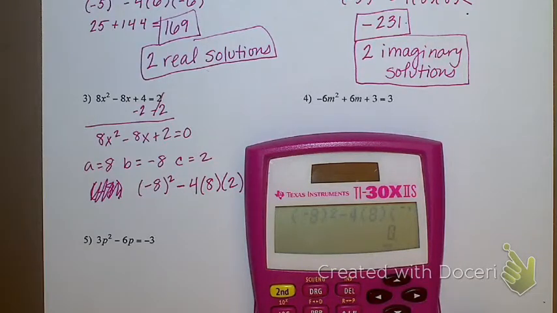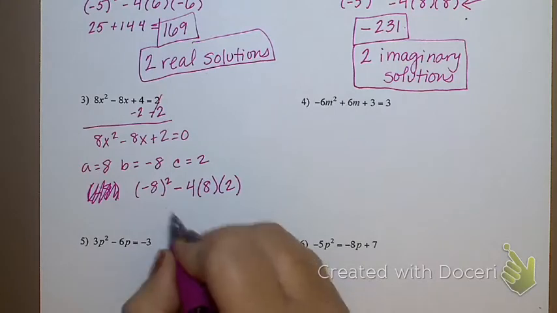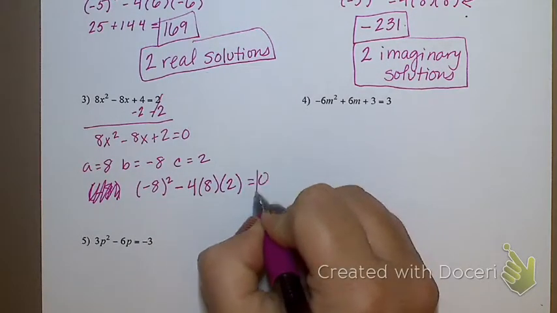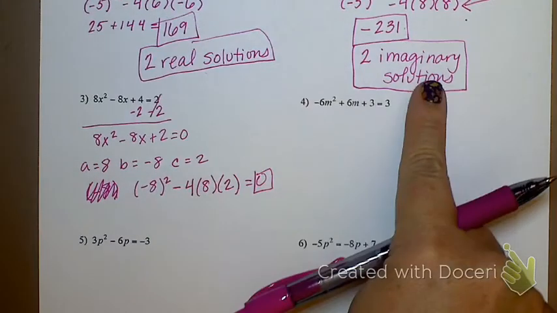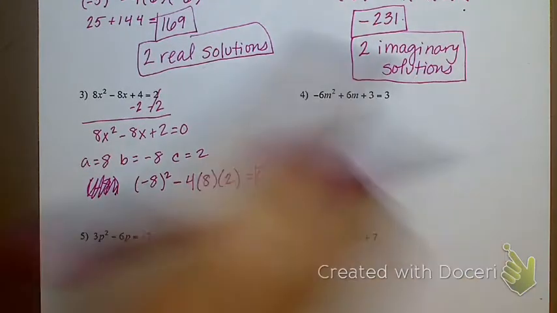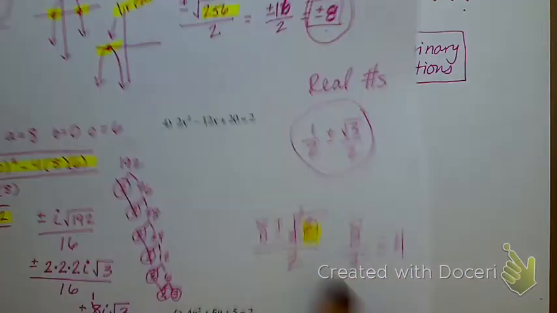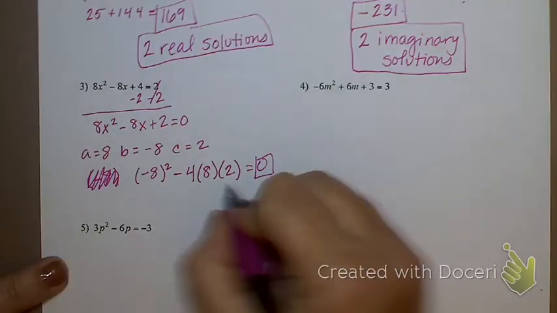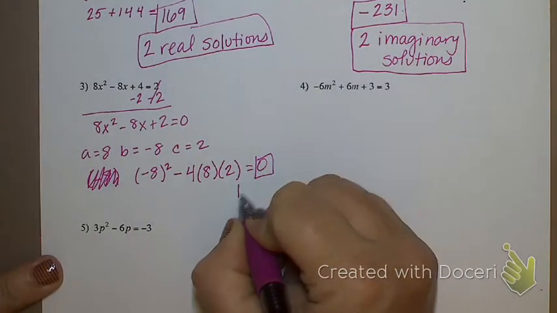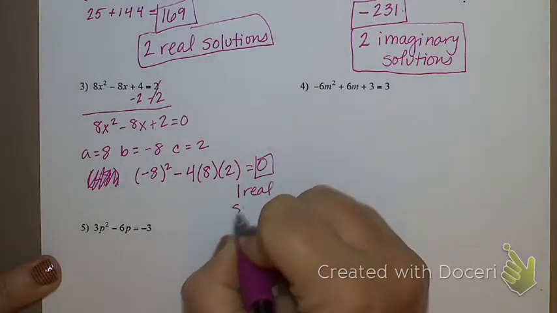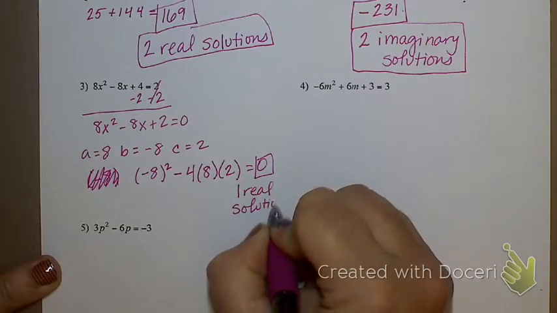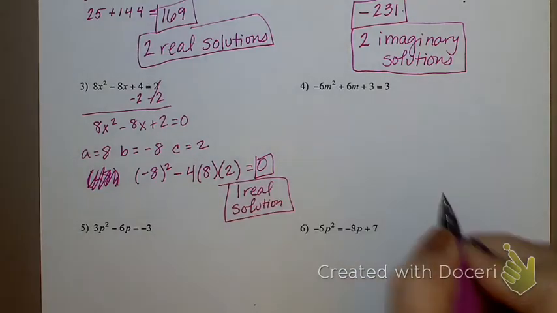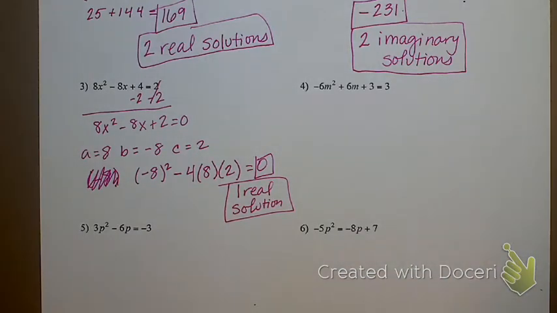I got 0. Well, 0 is neither positive nor negative, so what does that mean? It doesn't fit here or here. What does that mean? That's my situation here where I have one real solution. Okay, so 0 is the value of my discriminant. I have one real solution, meaning the vertex of that parabola is going to lie on the x-axis. Pretty easy? Okay, let's do this one.